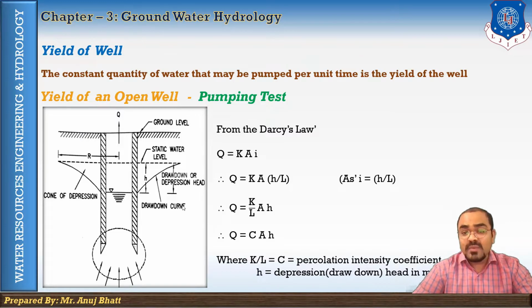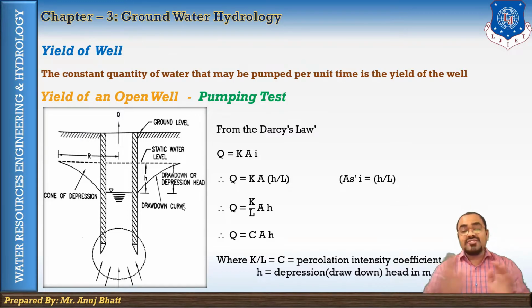So from this equation it is very clear that the discharge increases with the depression head. However, the depression head cannot be increased beyond a certain critical value, because otherwise the velocity of water percolating in the well will be excessive and the soil particles will be disturbed. Thus, from the constant level pumping test, the maximum safe yield can be determined.